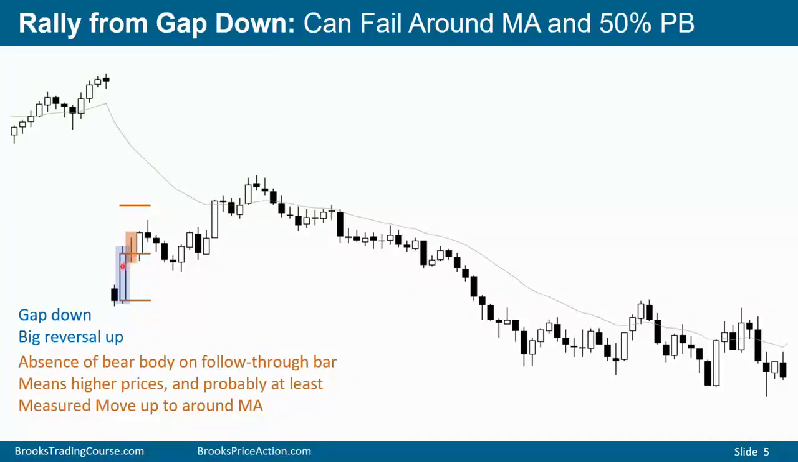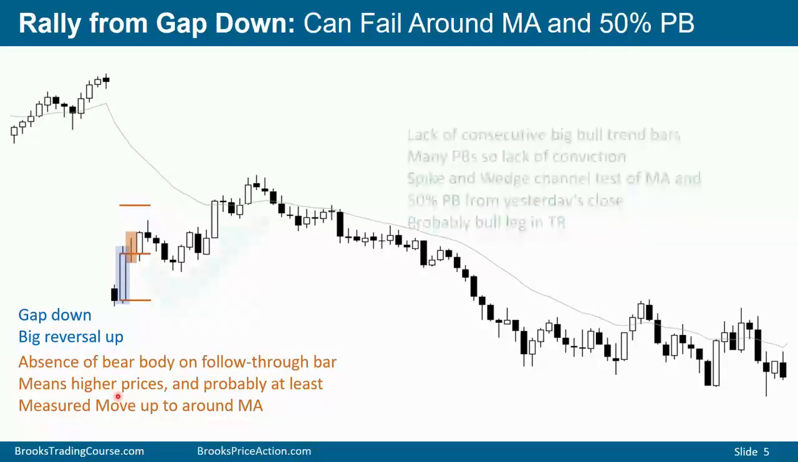The bar after the bull bar is not a bear bar. That absence of a bear body is minimum good follow through for the bulls, and it means that we'll go at least a little bit higher. Maybe a measured move up, maybe a test of the moving average.